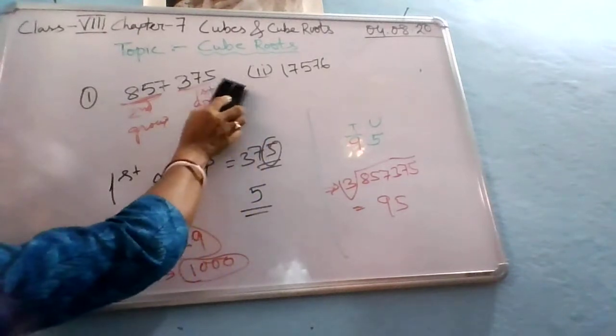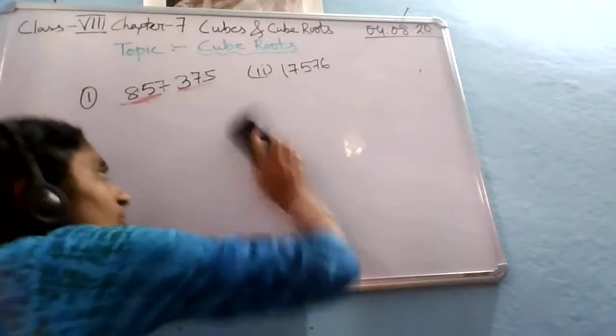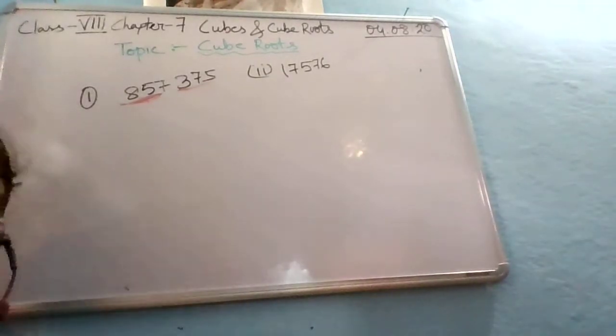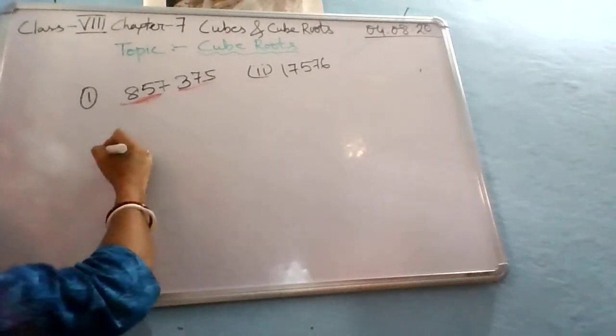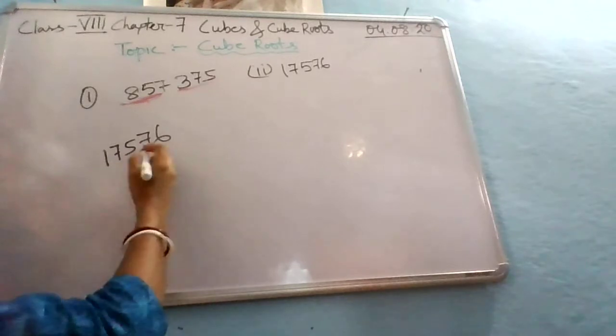Let's come to another example. I have already written the number. Let me write this one and solve it. Follow each and every step carefully. You can do this one by yourself. My second number is 17576. Here you can see it is a 5-digit number.